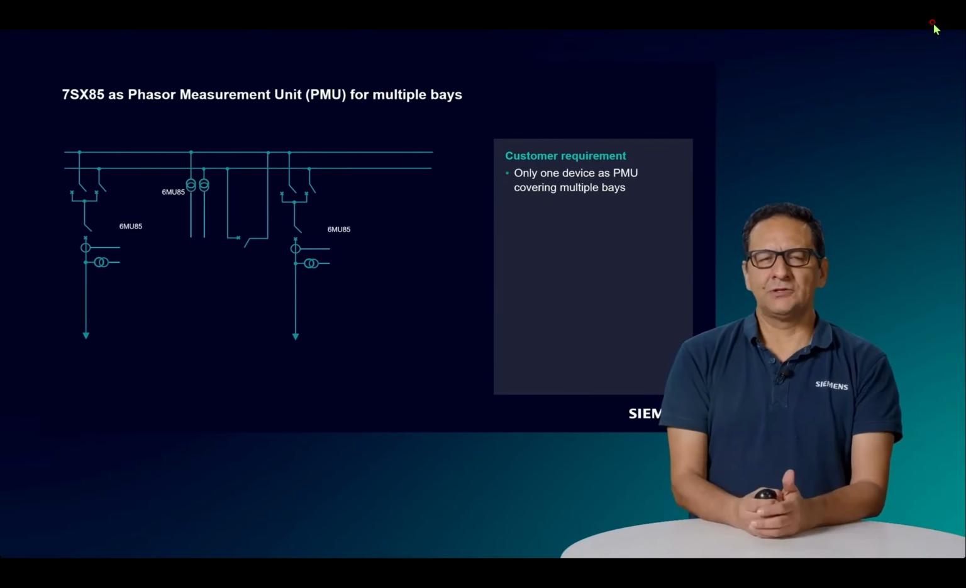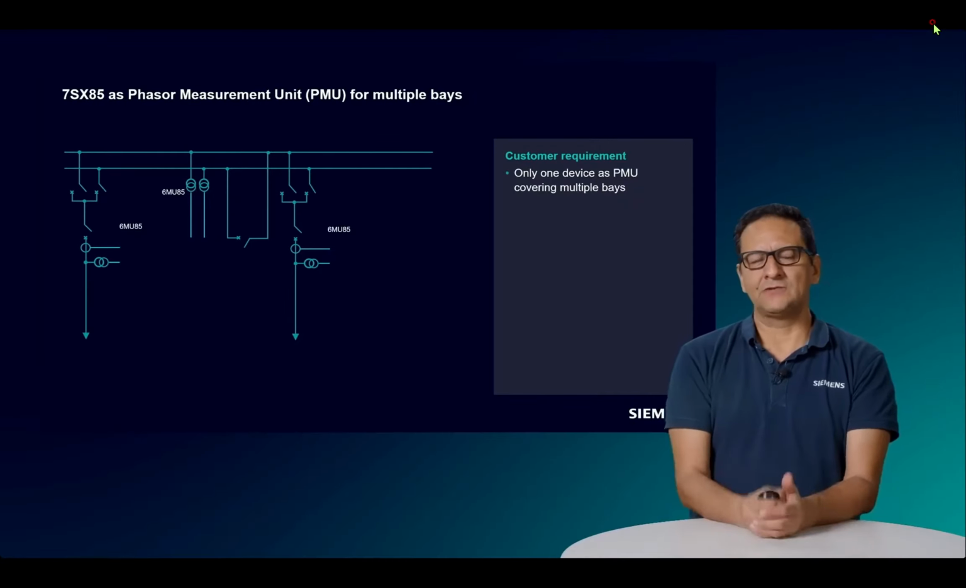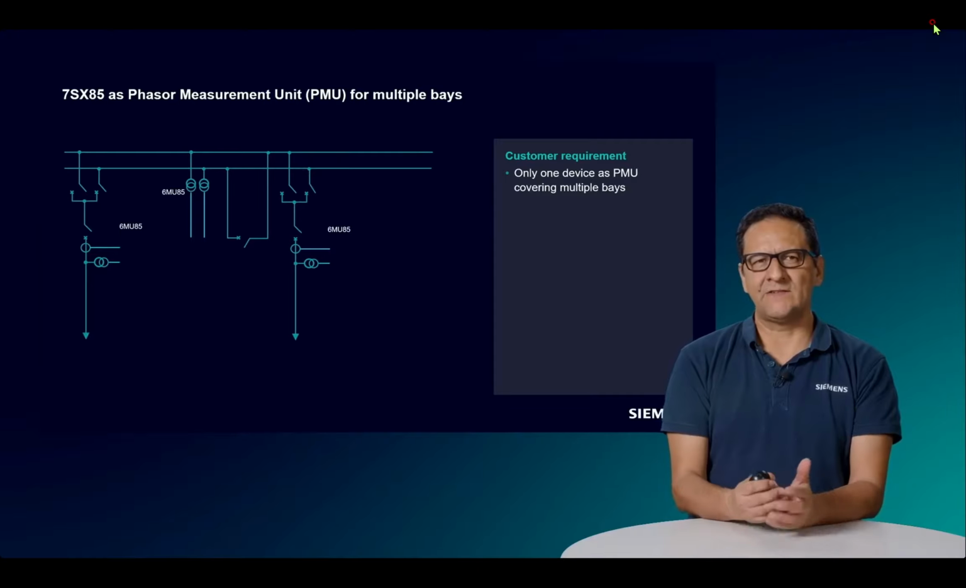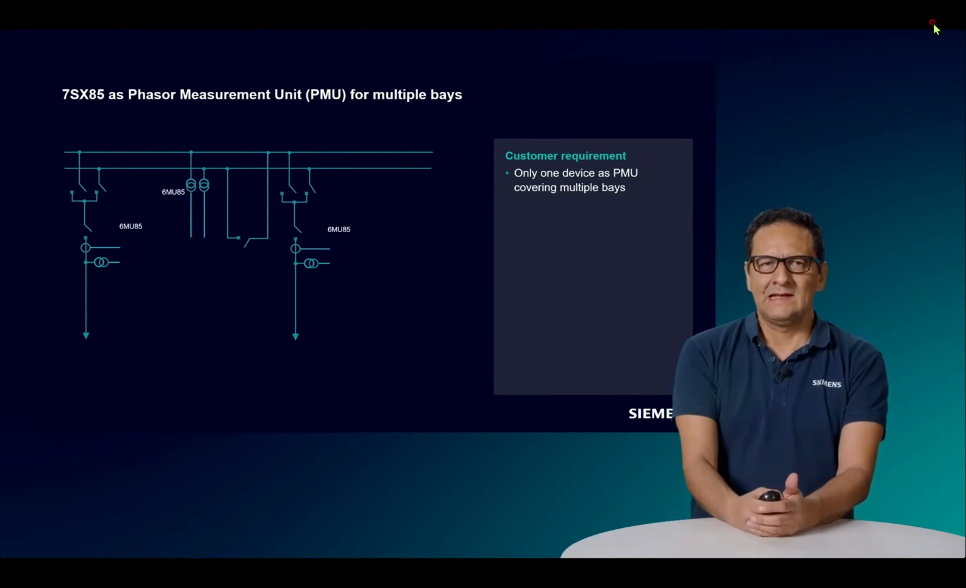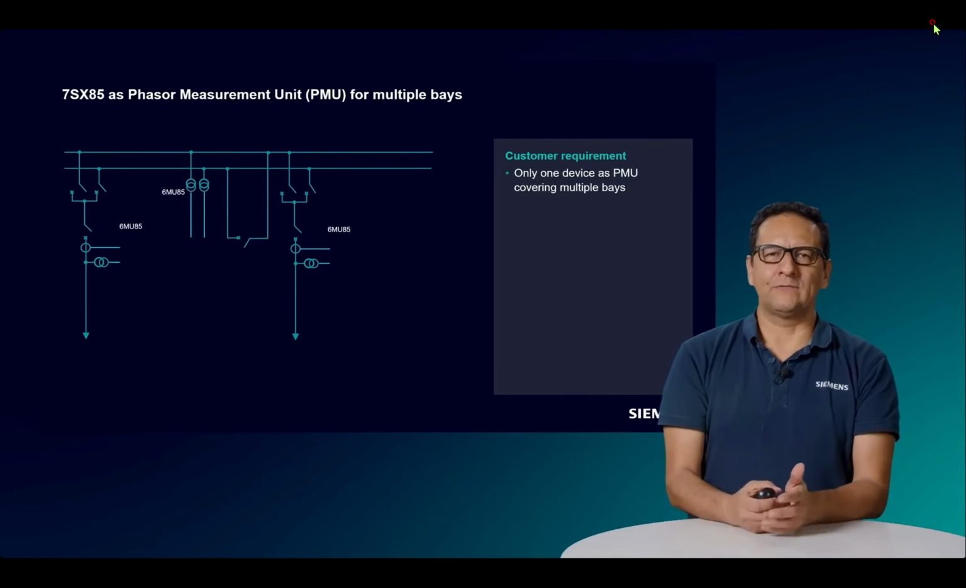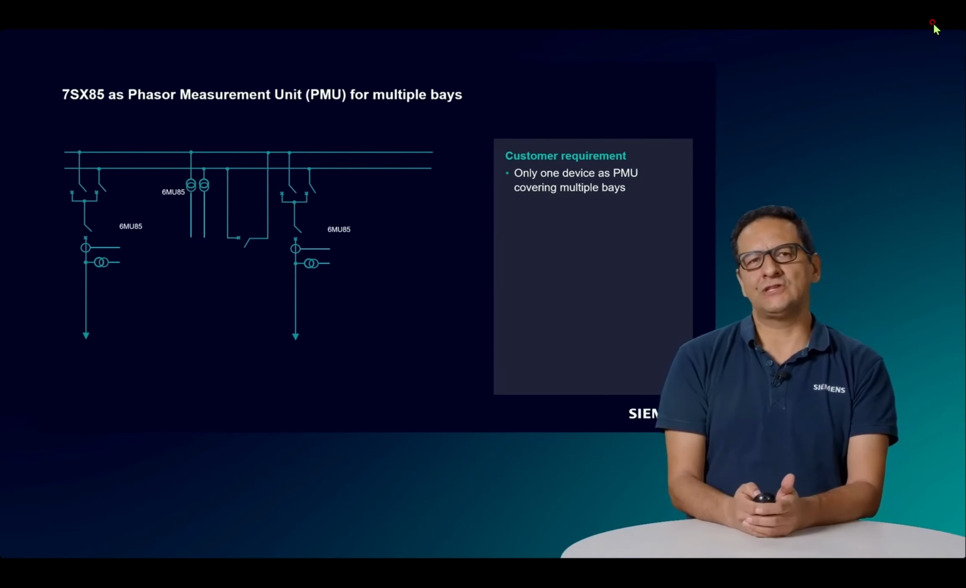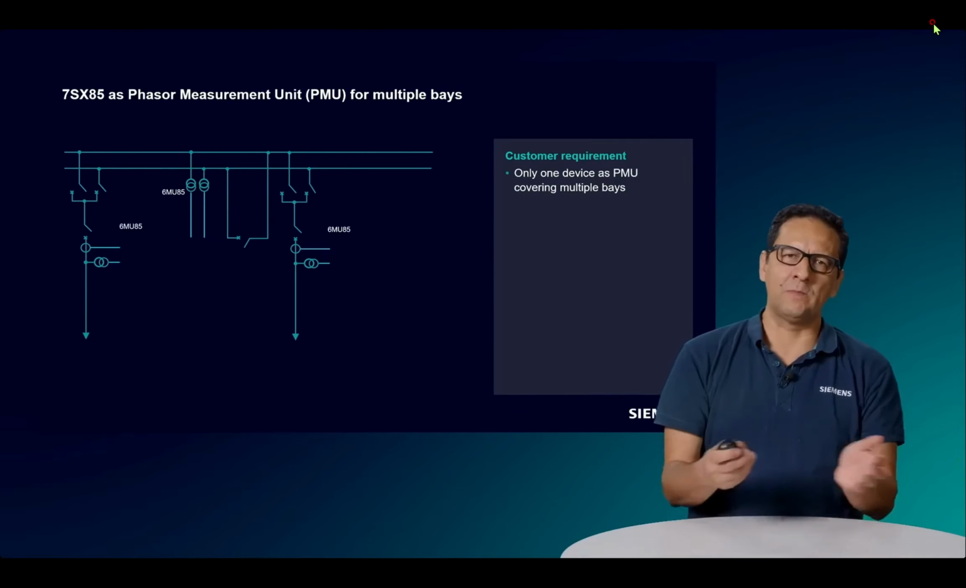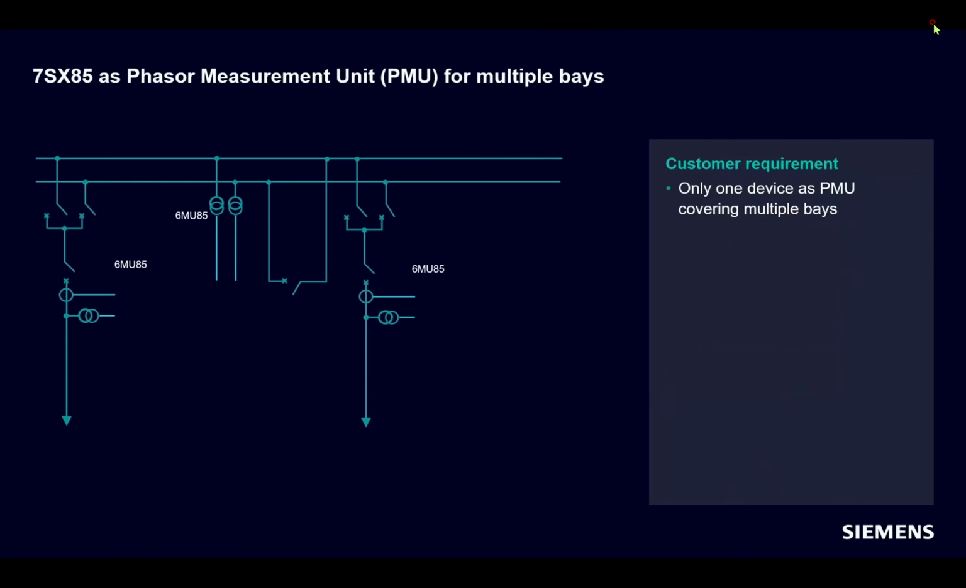Another application, and the final application for this slot, is the 7SX85 as PMU for multiple bays. Let's now look at another customer use case. The intention is to use just one device as a PMU to cover multiple bays. This reduces the number of devices, saves space, and lowers cost. The solution looks like this one with 7SX85.